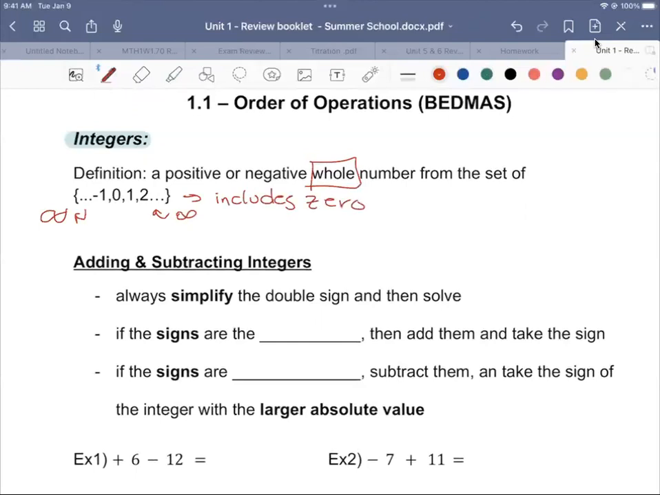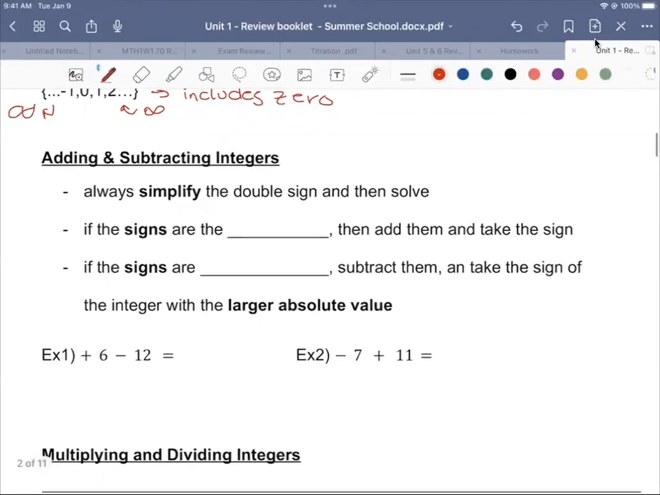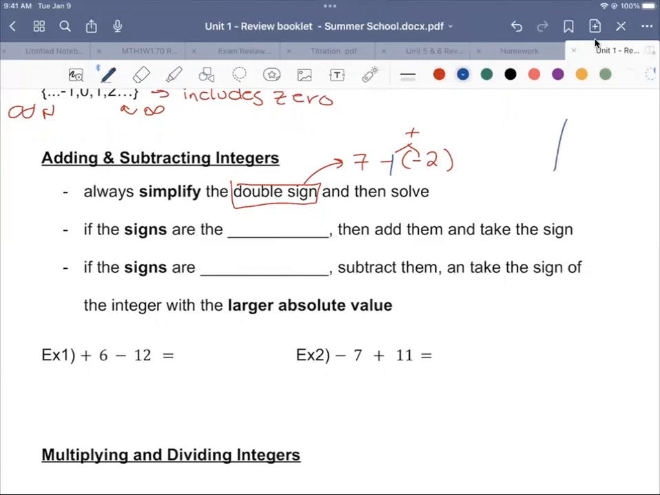Now, when we are adding and subtracting integers, we are always going to simplify the double sign and then solve. What double sign means is if I had, say, 7 minus -2, this double sign simplifies to a positive because this is essentially the same as saying -1 times -2.